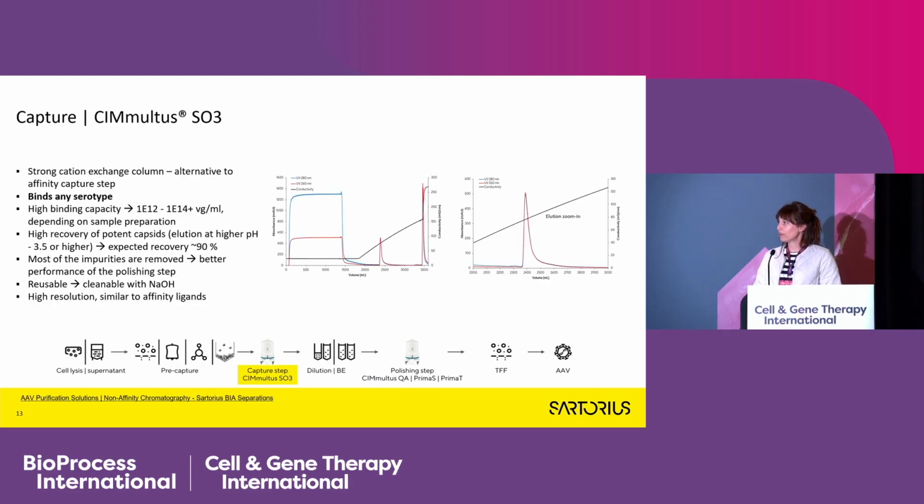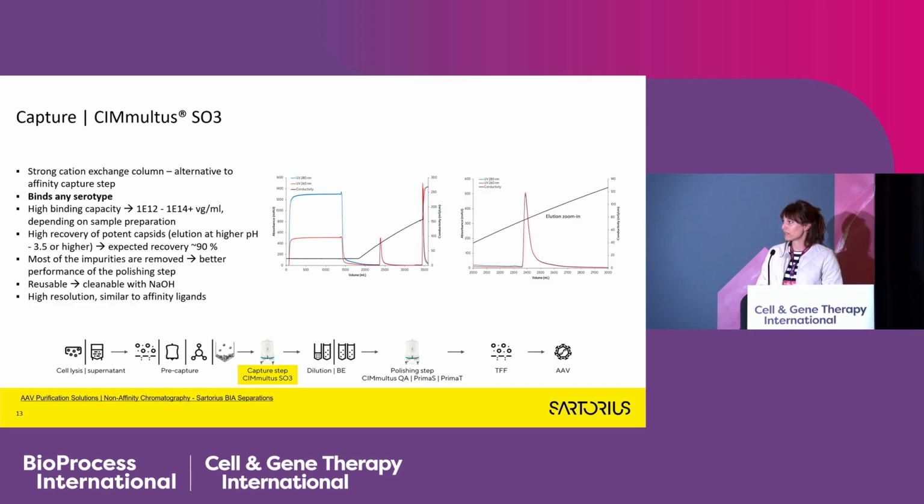The next step, so we proceed from pre-capture to capture step. For the capture step, we are using CIM Monoliths SO3 column. This is the strong cation exchanger. It can serve as an alternative to affinity capture step, and the benefit of it is that it can bind any serotype, so it's not serotype dependent.